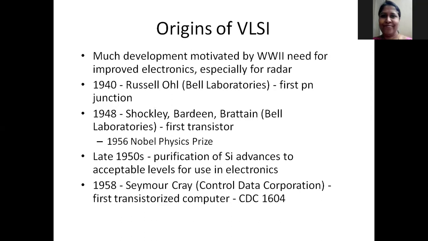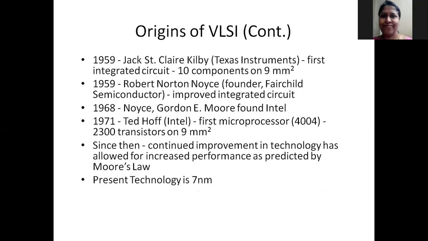In the 1950s, purification of silicon was done to a greater level. In 1958, Seymour Cray made the first transistorized computer, CDC 1604. In 1959, Jack Kilby of Texas Instruments made integrated circuits with 10 components on a chip of 9 mm square. That was a great advancement at that period.